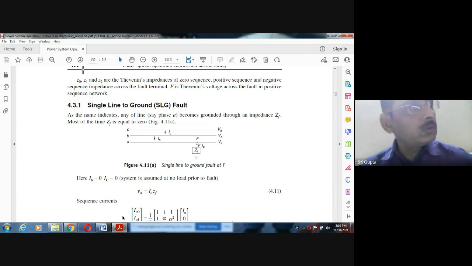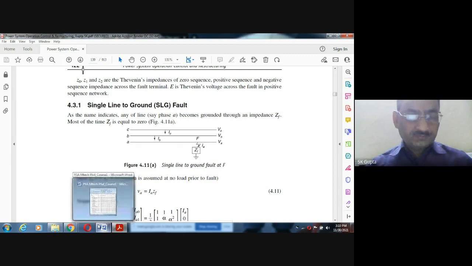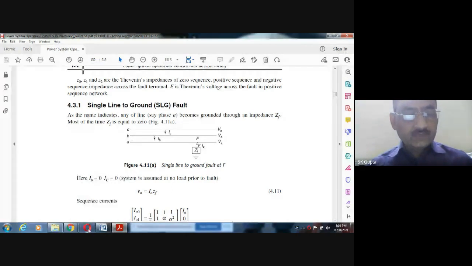And we told that in any of the unbalanced faults, either single line to ground fault, line to line fault, or double line to ground fault, any type of fault, since it is unbalanced, we cannot solve it on a per phase basis because each phase has different fault currents.